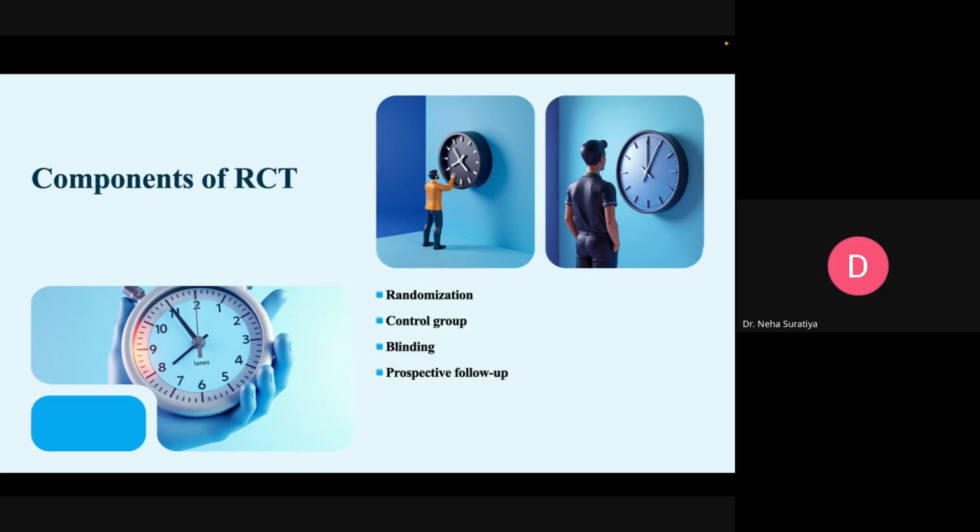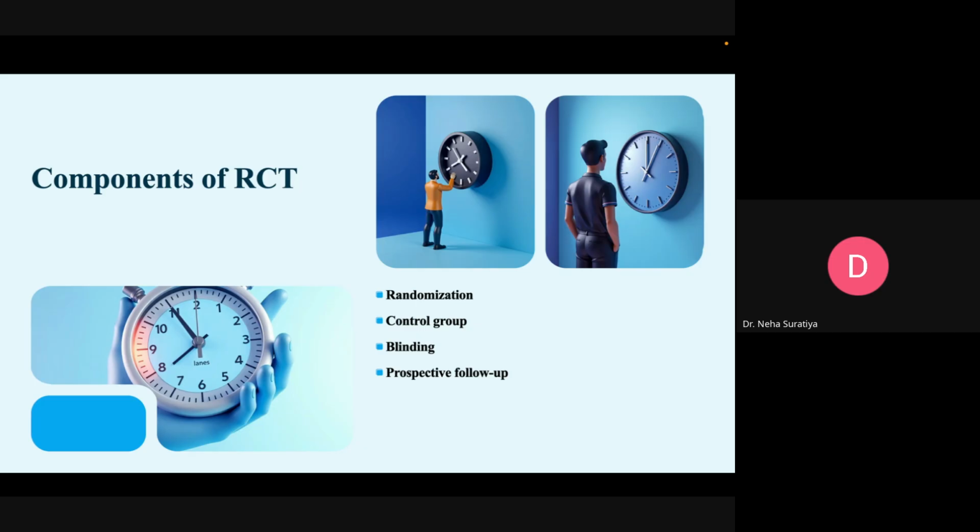And then we have prospective follow up. Prospective means researchers move forward in time. Patients are followed after the treatment assignments, and researchers will observe the outcomes as they occur. For example, enrollment is done, randomization is done, treatment is done, and then follow up and then outcome assessment. So this forward looking approach improves the data quality. That is what prospective follow up means.